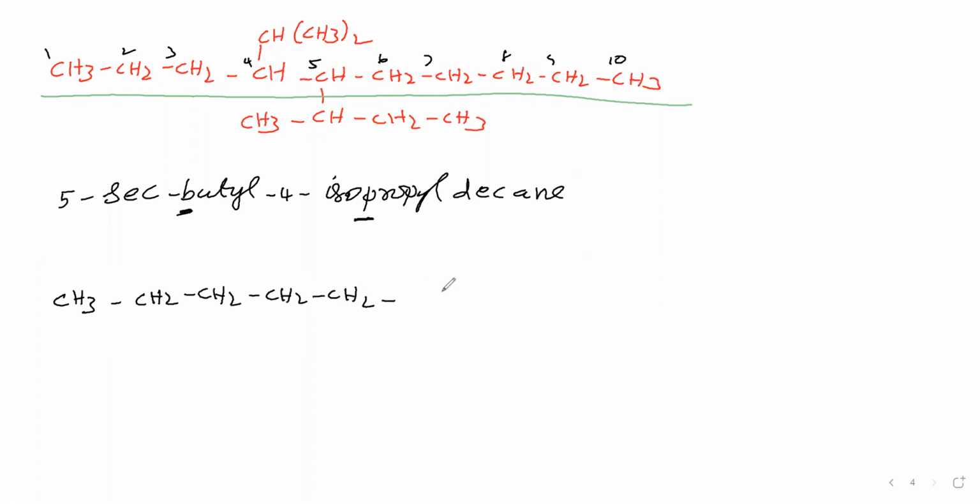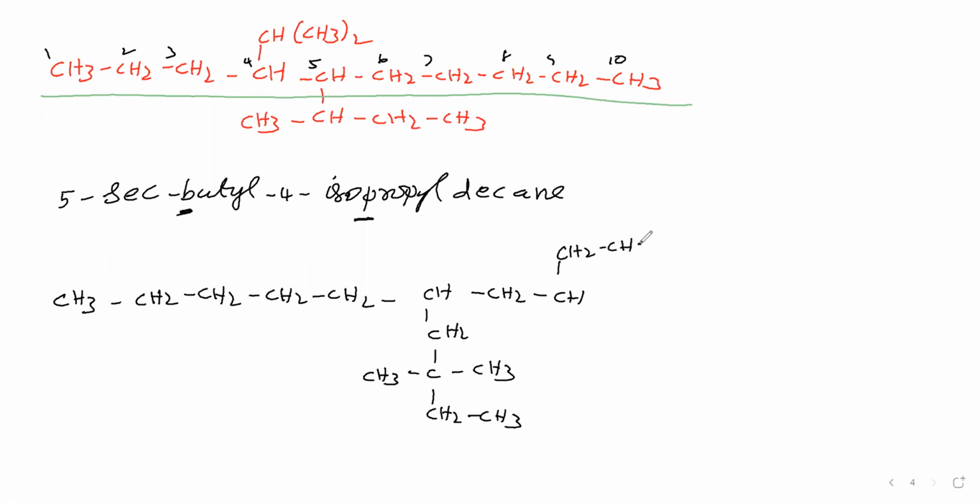Next, CH, CH2, C, CH3, CH3, CH2, CH3. Here CH2, CH, CH2, CH3. Here CH2, CH3. Here we'll select the main parent chain. It is the main parent chain.